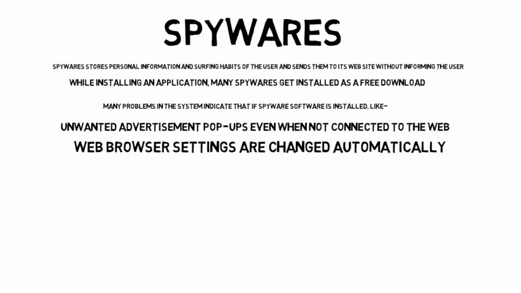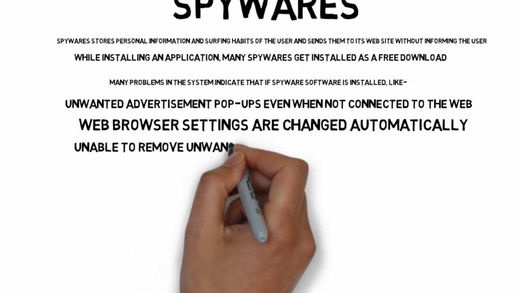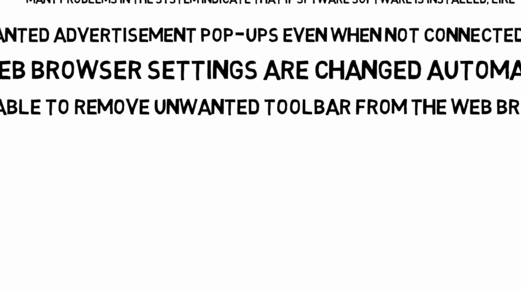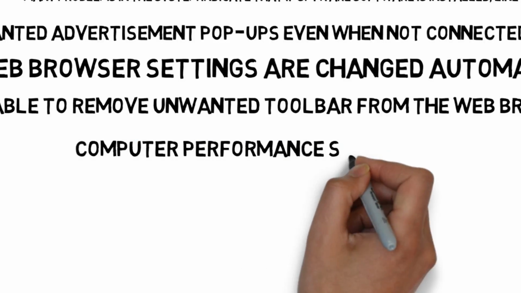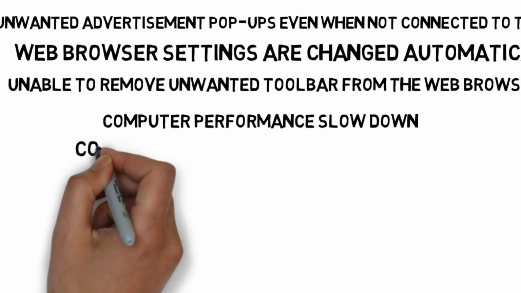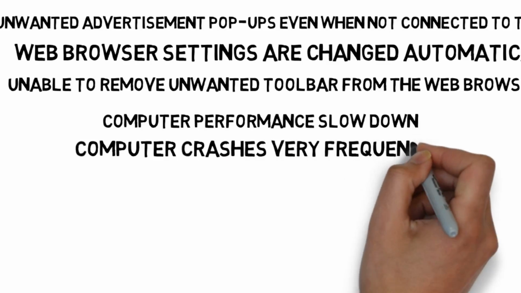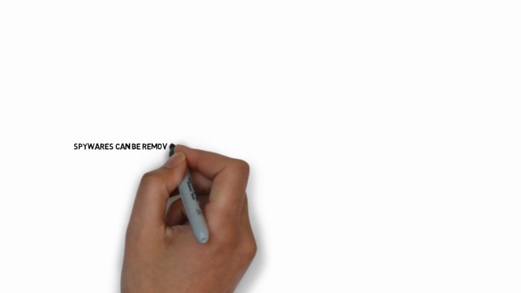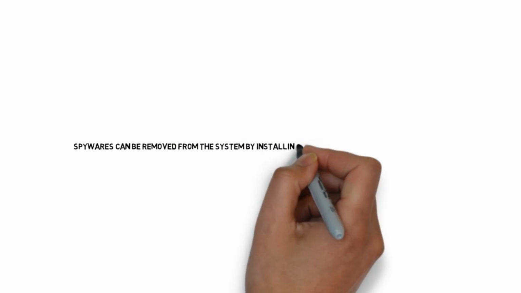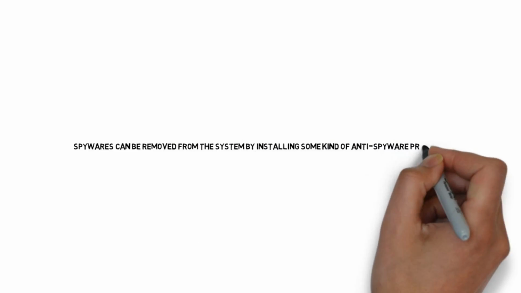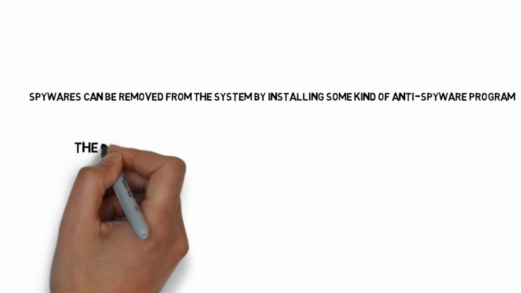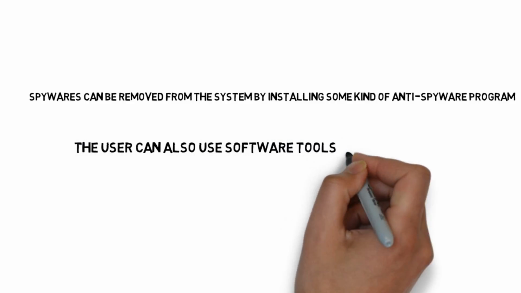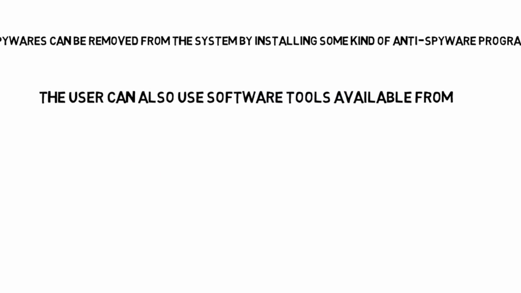Unable to remove unwanted toolbars from the web browser. Computer performance slows down. Computer crashes very frequently. Spyware can be removed from the systems by installing some kind of anti-spyware program. The user can also use software tools available from McAfee, Hardware, and Symantec.